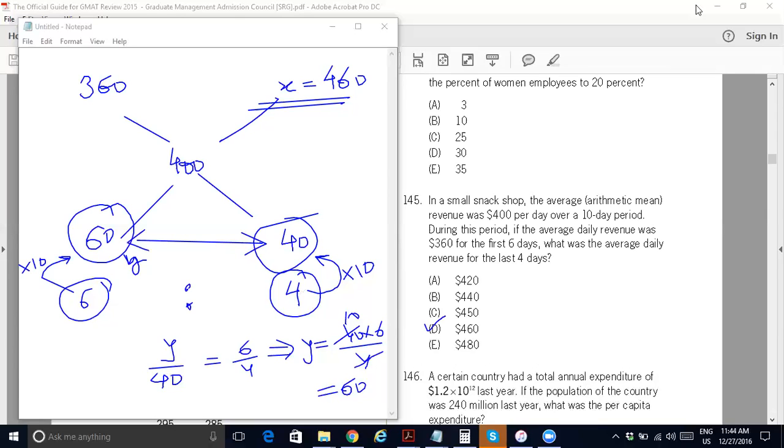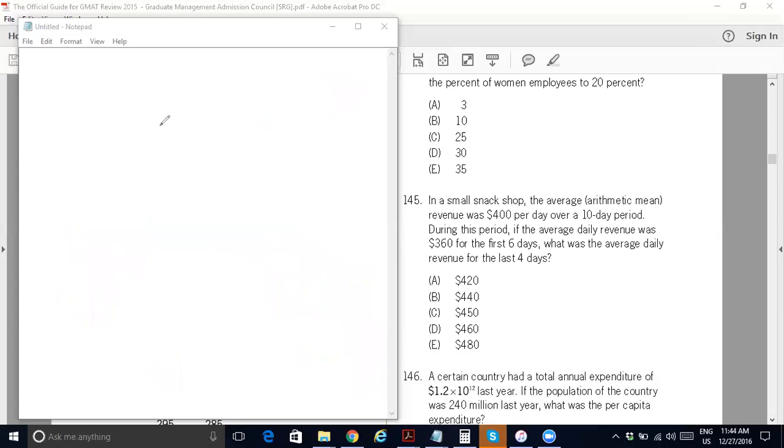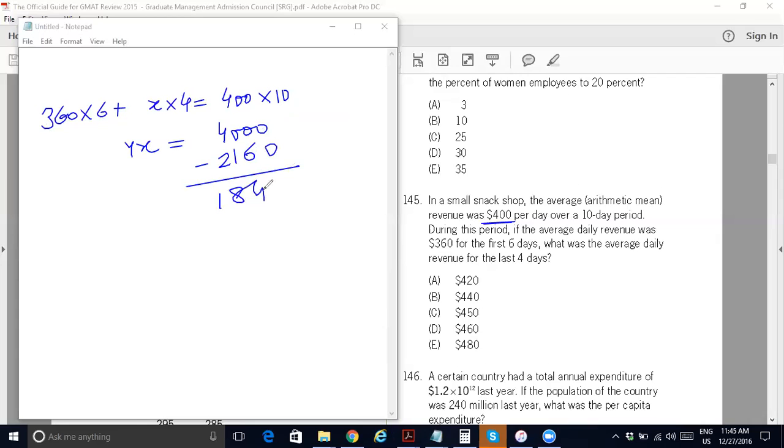Or otherwise, we are given that this is the overall. We know that 360 into 6 plus, we don't know the number, but x into 4 should be equal to 400 into 10. Or we can find the value of 4x is equal to 4000 minus 2160, which is 1840. x is equal to 1840 over 4. It should give you 460.